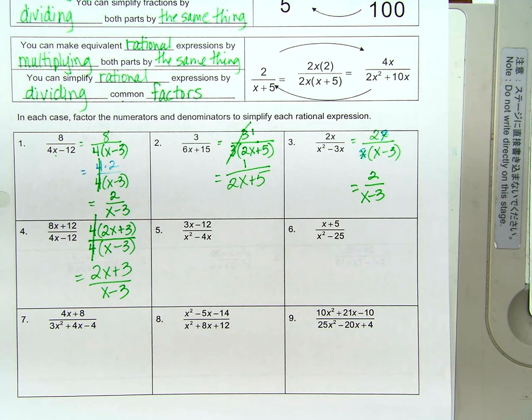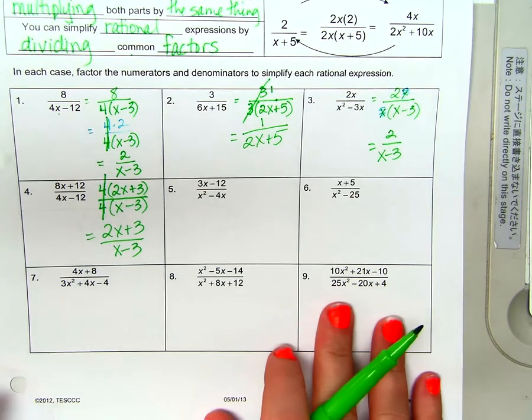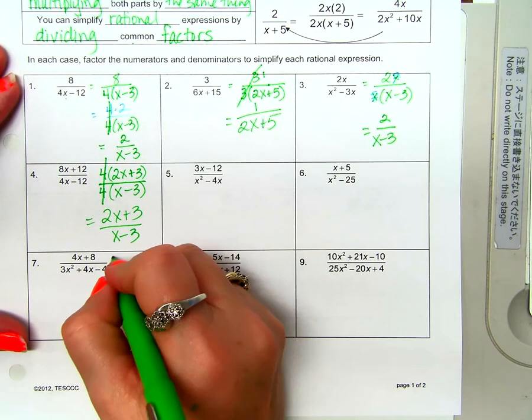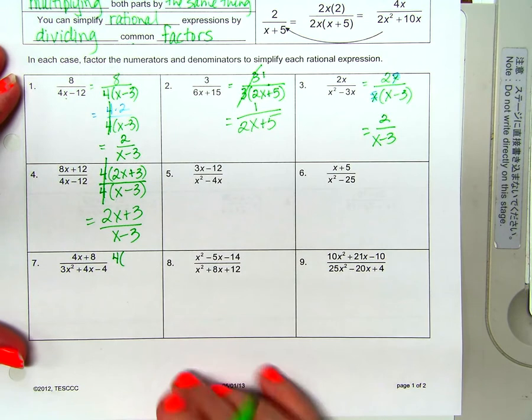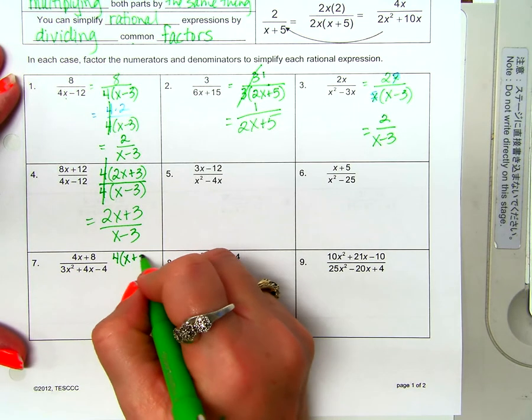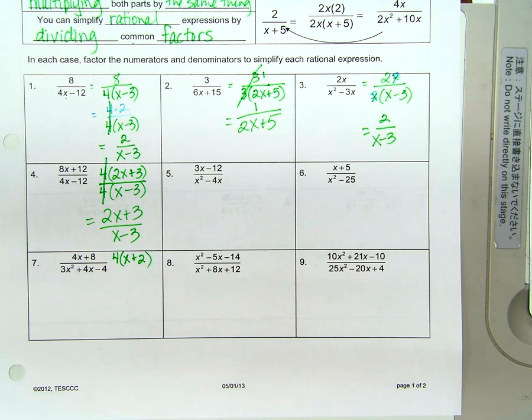All right. Look at number 7. We'll do number 9 after we do number 7, if we have time. That's what I'm trying to get to. We're doing number 7. So in the numerator, 4 is the common factor, right? So if I factor out a 4, what do I have left? X plus 2. Right? What about the denominator? I have to factor that, don't I?